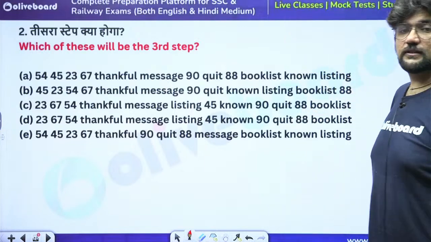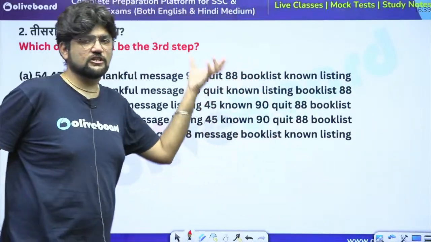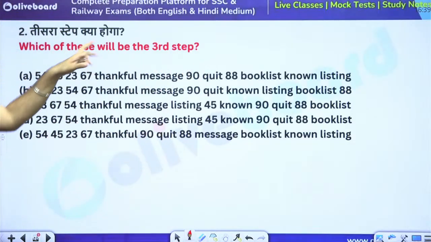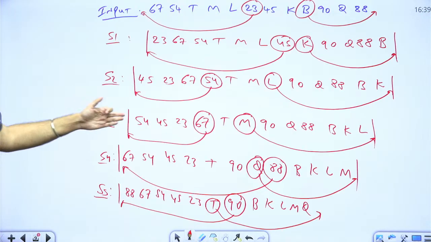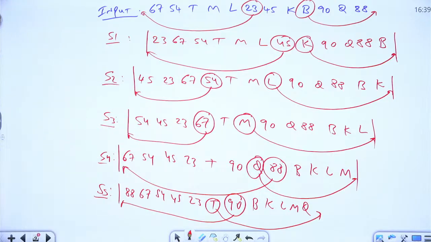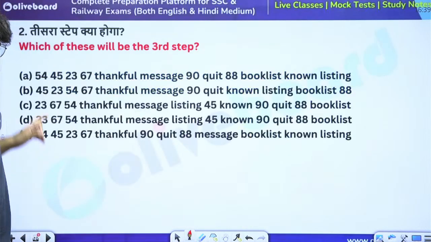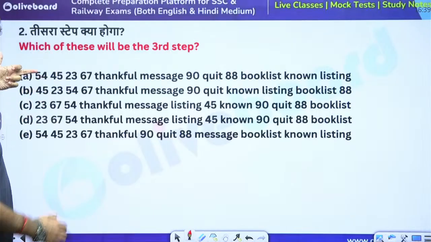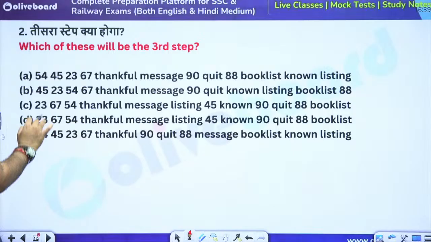Which of these will be the third step? So you can expect any one of these questions which can pop up, and mostly initial steps they'll ask you from. Third step. So we have it here already. Third step is 54, 45, 23. And in the end we have BKL. Okay, both of them are same only, so we'll have to read further.